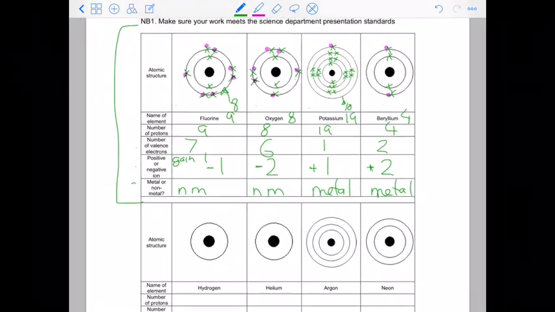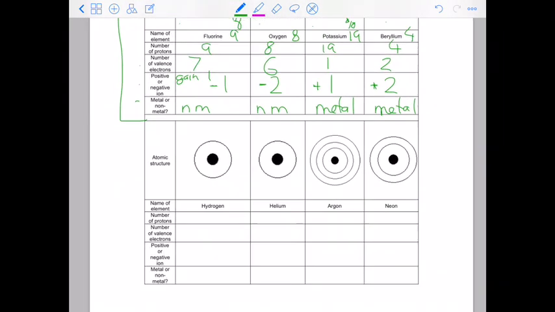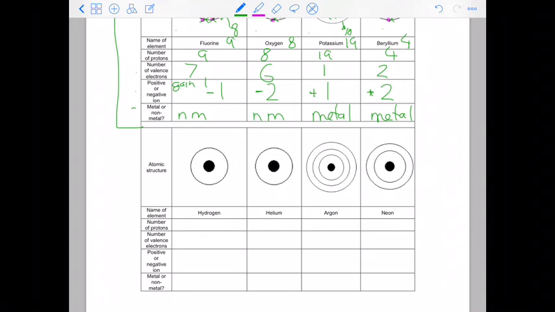So hopefully you have a good understanding about that. I want you to test yourself with these ones, looking at argon and neon, the noble gases. Will they have a positive or negative charge? Will they form an ion? So give these ones a go. We'll take them up in a minute.